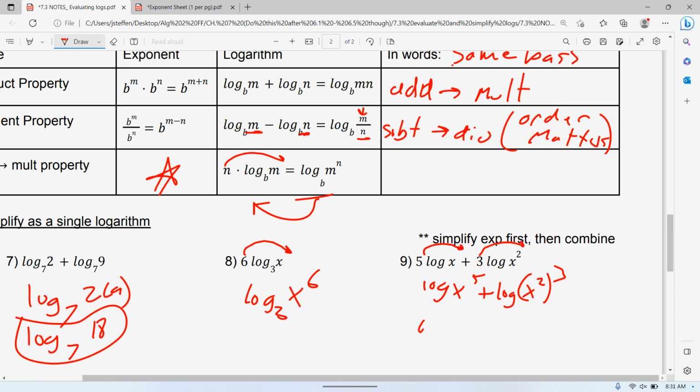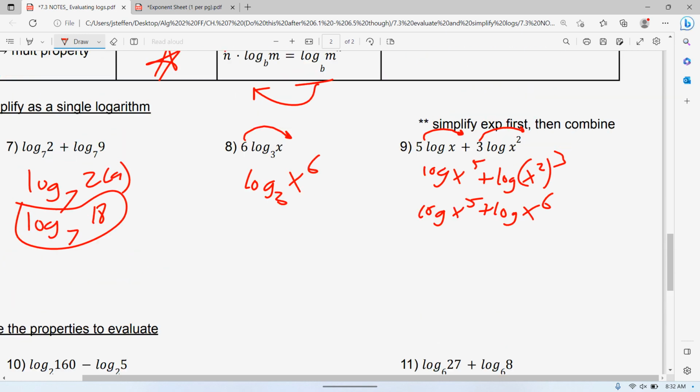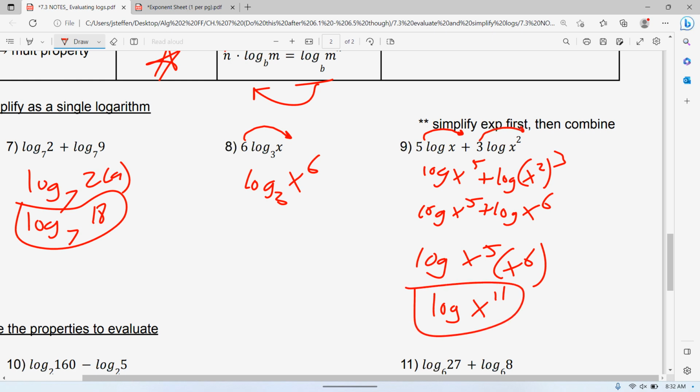So we've done this property before, but when you have an exponent raised to an exponent, we know we can multiply. So that's x to the 6th. Now we finally have it simplified enough that we can move on to the next step, where if it's adding, we can make that into multiplying. So log base 10 of x to the 5th multiplied by x to the 6th. Again, we've done this exponent property before. When you're multiplying together, you add your exponents. So this ends up being log base 10 of x to the 11th. Log of x to the 11th.